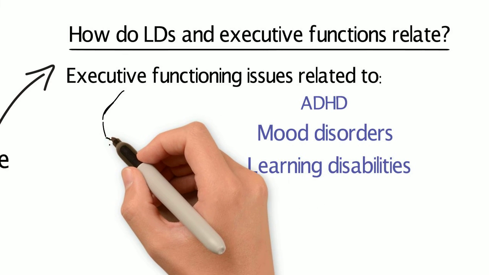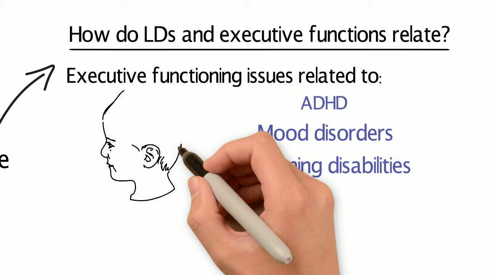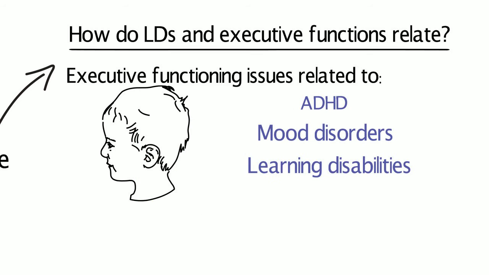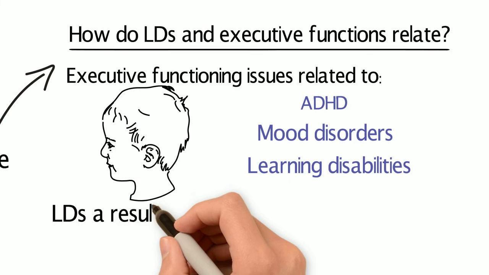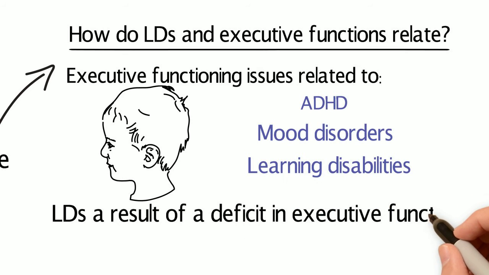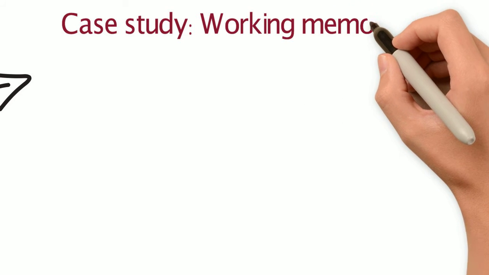Research in cognitive and neurological sciences has helped shape our understanding of learning disabilities and plan appropriate intervention strategies. Many professionals attribute learning disabilities to be a result of a deficit in one or more of the executive functions listed earlier. Let's explore this idea further using the example of working memory.